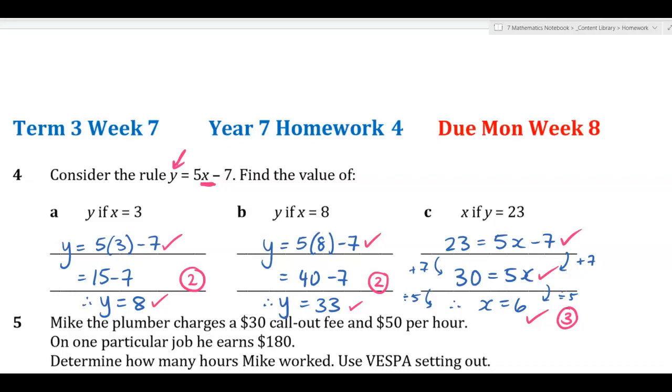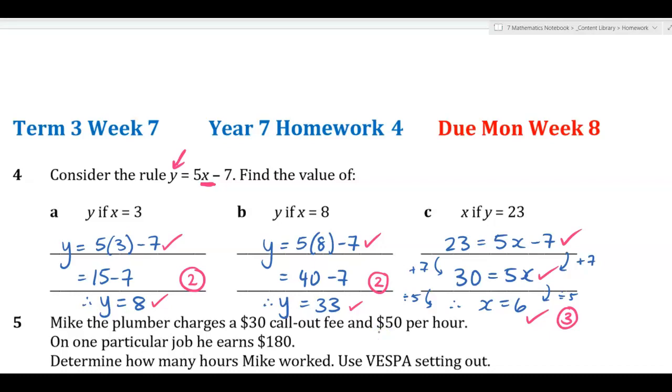So a call-out fee is a fee that you have to pay for somebody to come to your house. So if a plumber comes to your house and they work for 10 hours, or if they come and work for 1 hour, does the call-out fee change? No, it is a once-off fee. So the call-out fee of $30 is once off. The thing that changes is the $50 per hour.